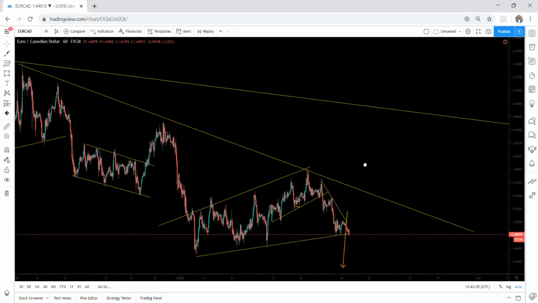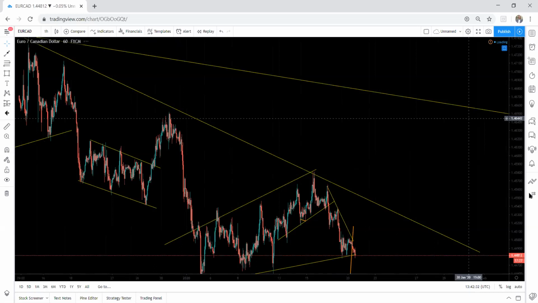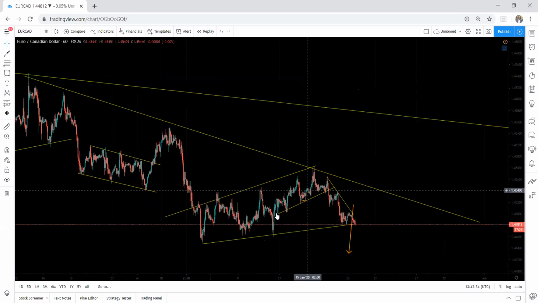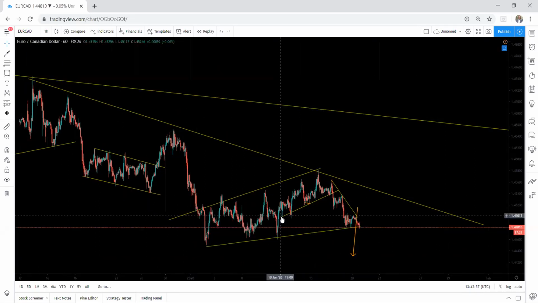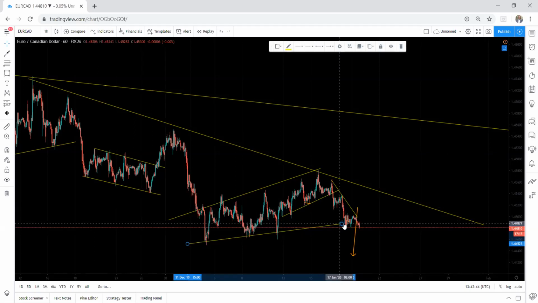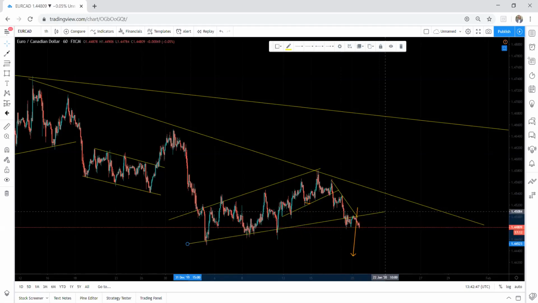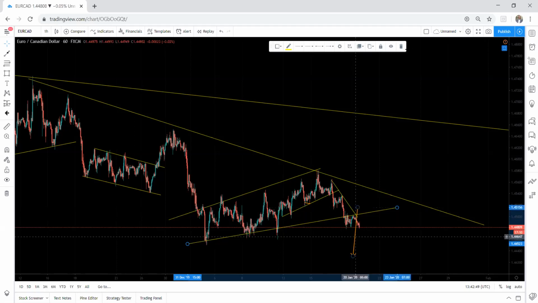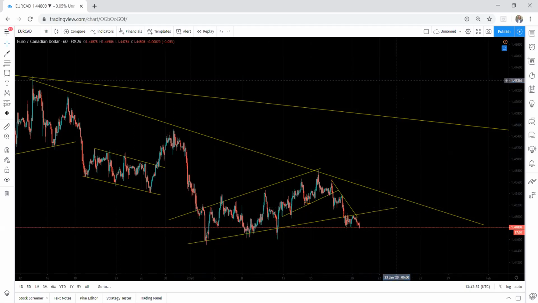Euro card on 1 hour. The trade has done last week. We enjoyed this ride, this move to the downside. It has consolidated. Want to see how this pattern is going to behave here. Two things are likely here.